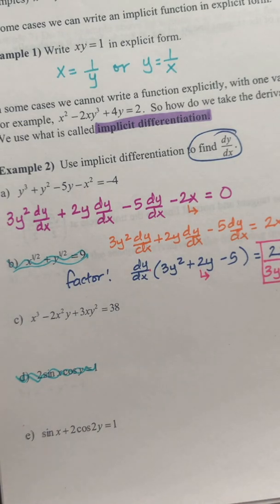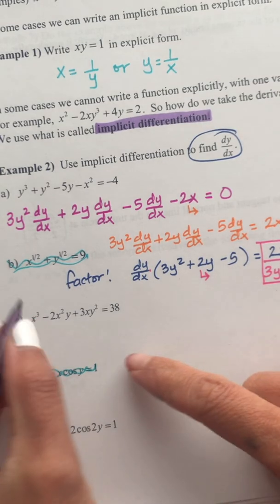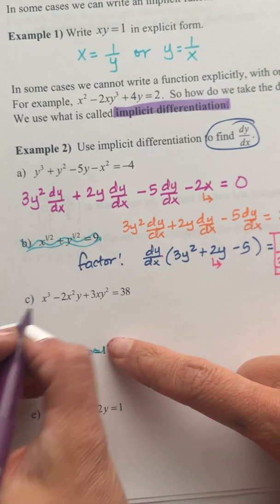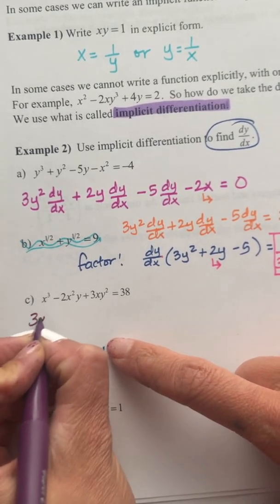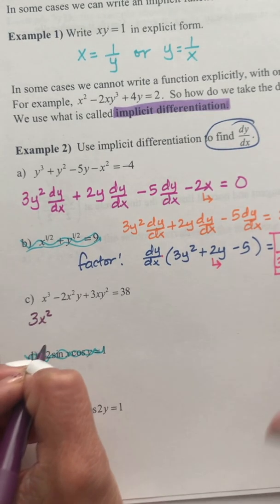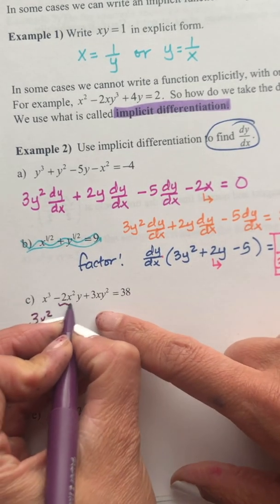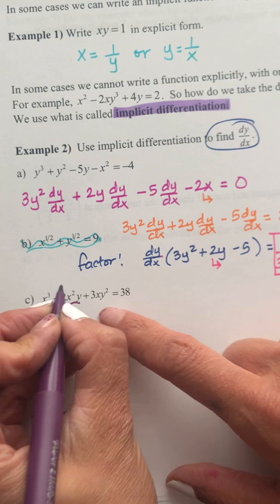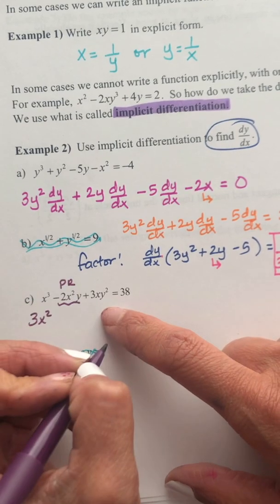All right, let's take a look at letter C, and let's just start differentiating. The derivative of x cubed is 3x squared, and it's an x, so we're good. Here, though, we have two terms being multiplied together, so we're going to have to use product rule.